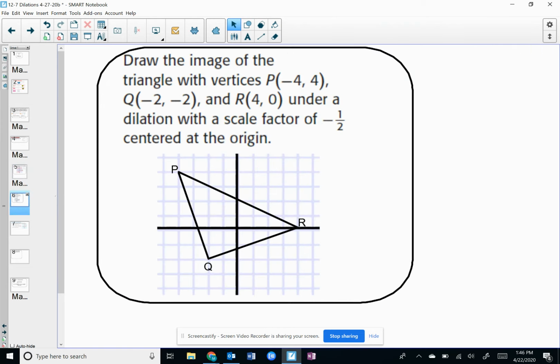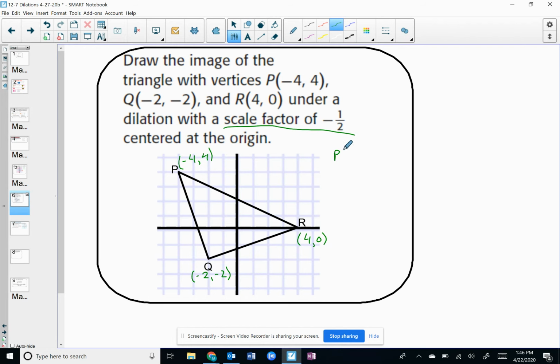All right, let's do another one of those. This one's a little different. We've got a negative scale factor. This one, the scale factor is -1/2. Go ahead and pause the video. Graph this one. P is at -4, 4. Q is at -2, -2. And R is at 4, 0.